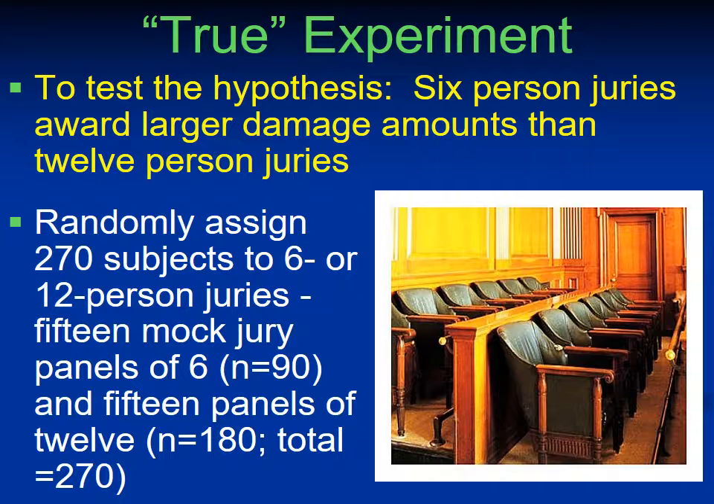Then we'd give them the case materials to consider and deliberate on, and then later we could compare whatever it was we asked them to do. We could compare their verdicts, we could compare damages awarded, we could also look at other things like deliberation time, how long did the jurors deliberate on average. We could look at the participant satisfaction with the process, whatever additional outcome variables we might be interested in as scientists.